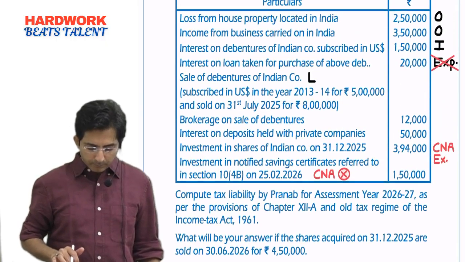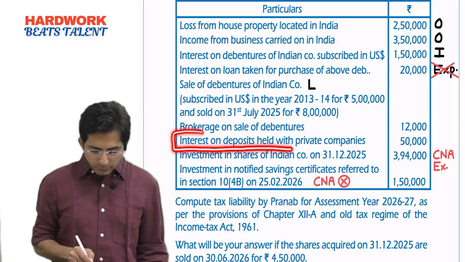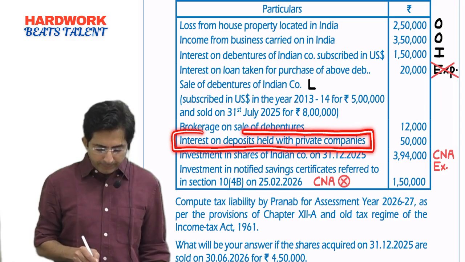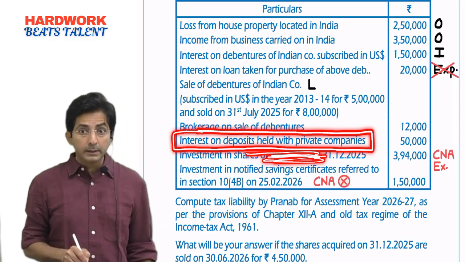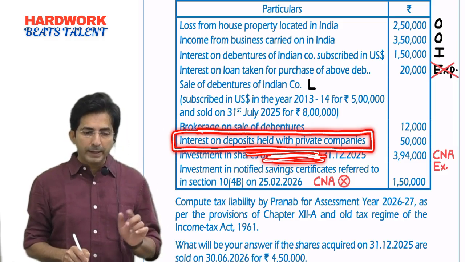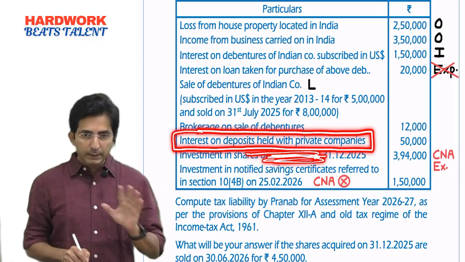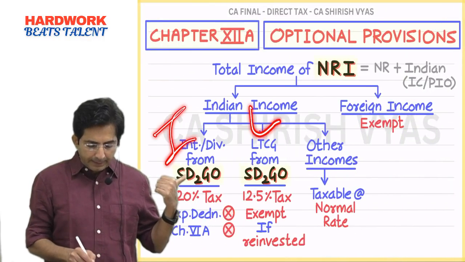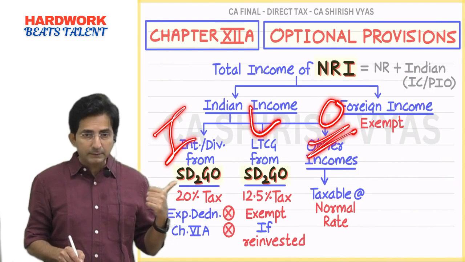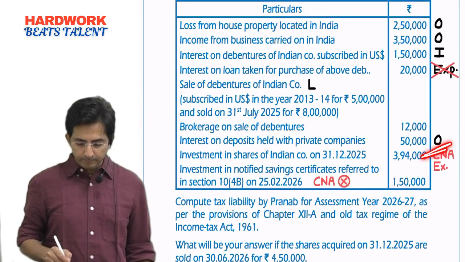Then, wait, one point I missed in between. After brokerage, which comes in transfer expense, there was one more point. Read this. Interest on deposit held with private company. Now tell me, deposit with private company, does it come in Sadgo? No, it doesn't fit in Sadgo, because in Sadgo we had debenture and deposit of Indian public company. Here it's a private company, so it is not Sadgo. And if it is not Sadgo, what will I classify it as? I, L or O? I will classify it as O. O for other income. So see, I have written here O, other income.